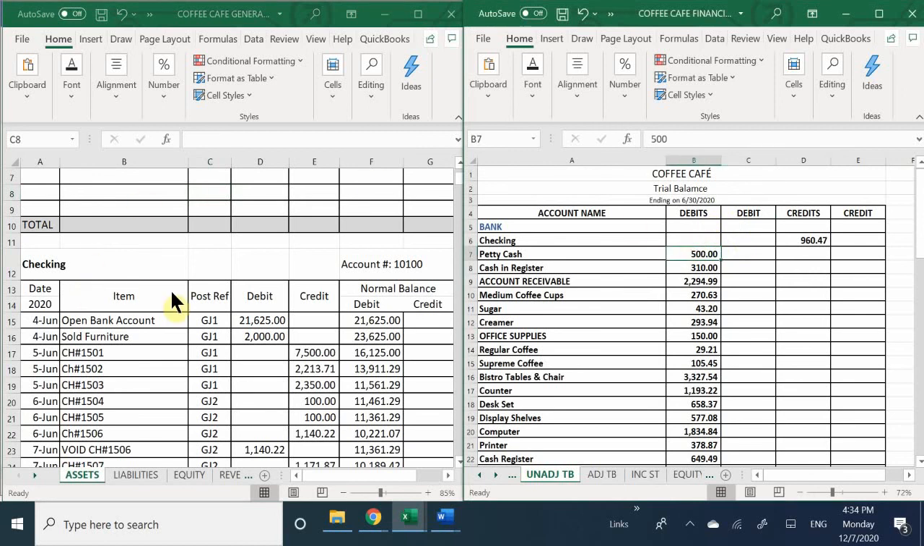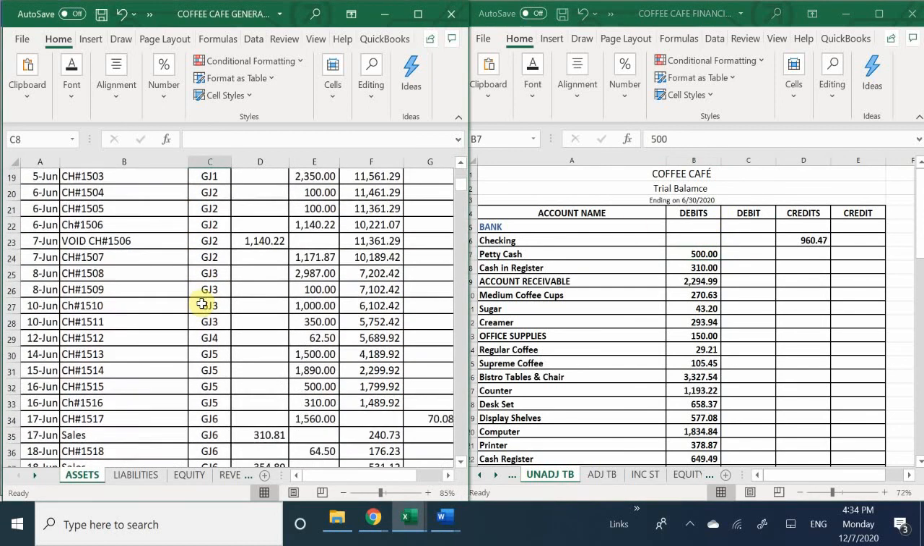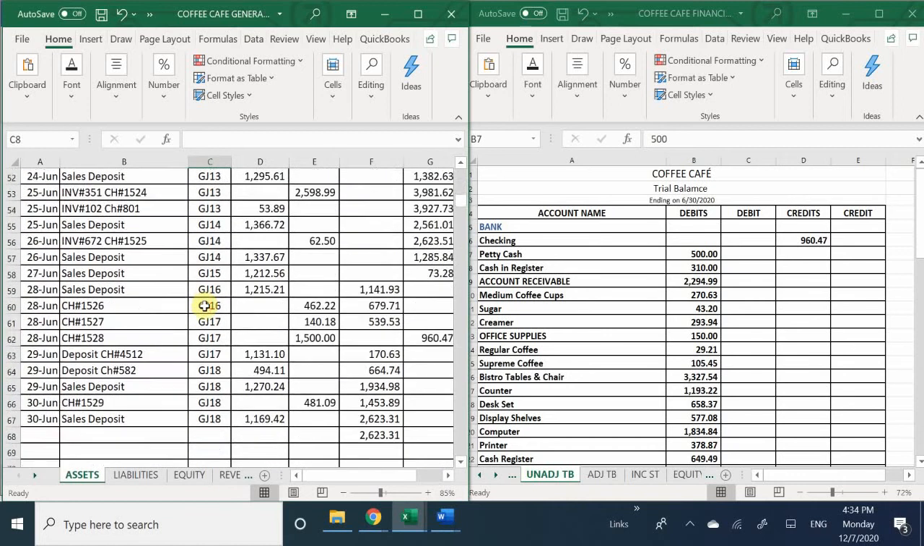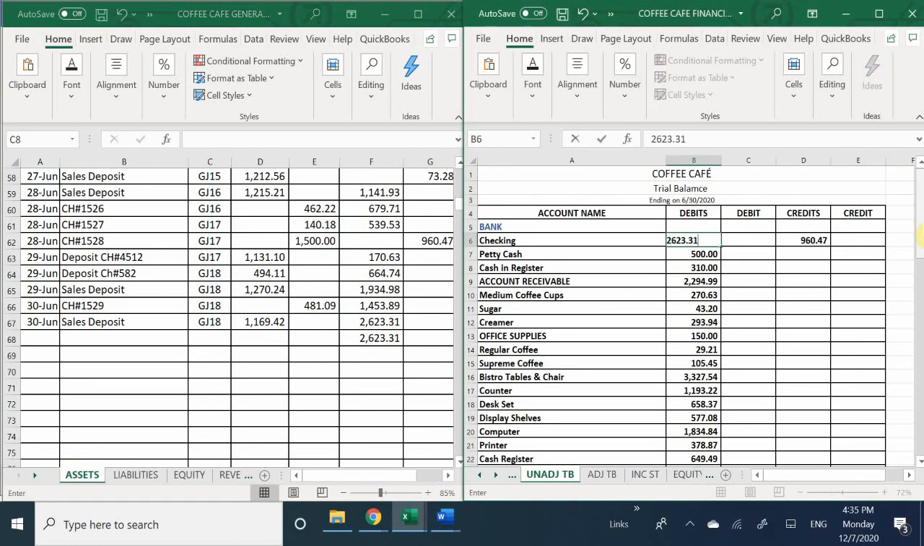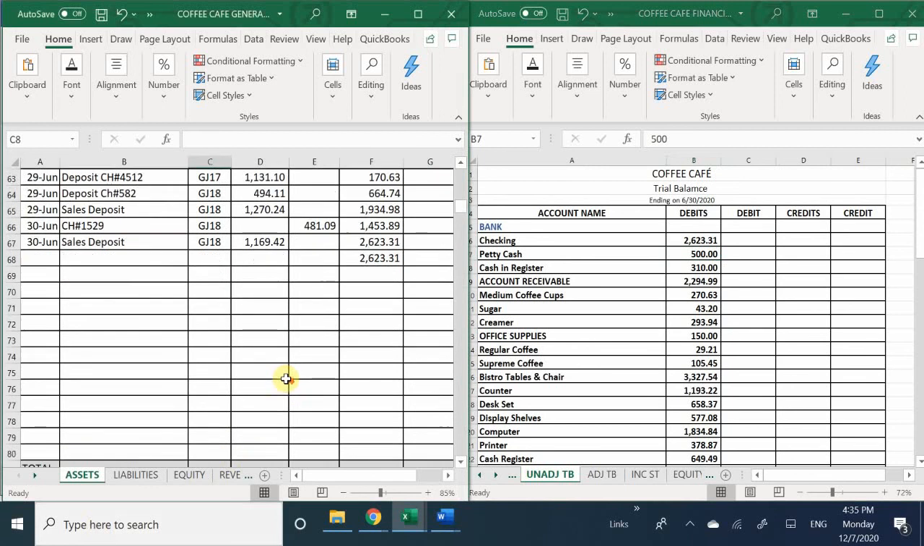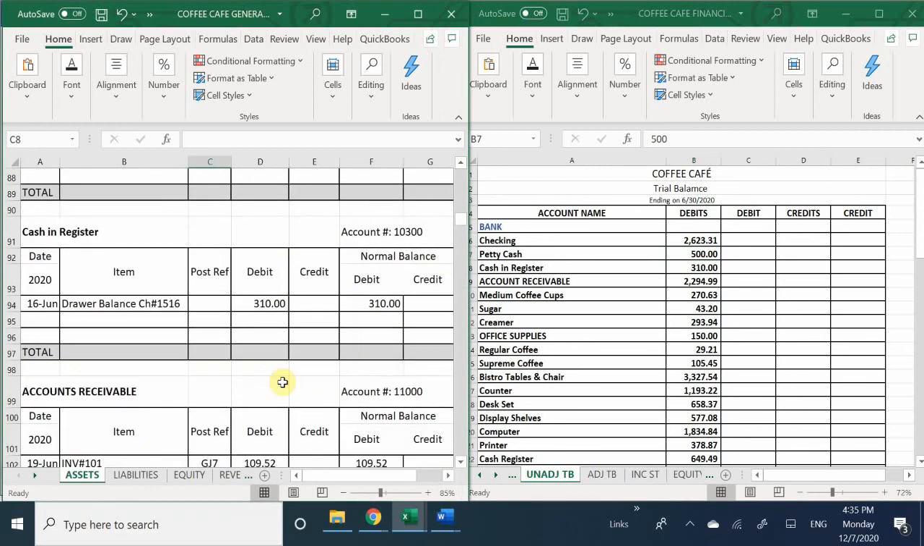But first thing is first, what is my balance in my checking account? Your amount right now is $2,623.31. Okay, so from my previous balance sheet, it was on my credit side. So make sure you get rid of that credit real quick. Okay, so here I've changed my checking account. Now, did my petty cash or my cash in register amounts change?